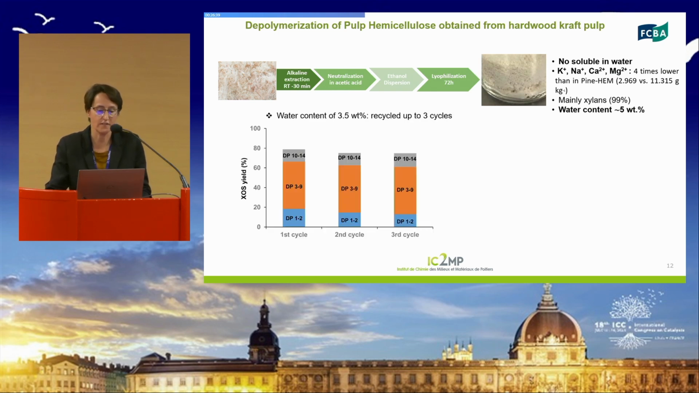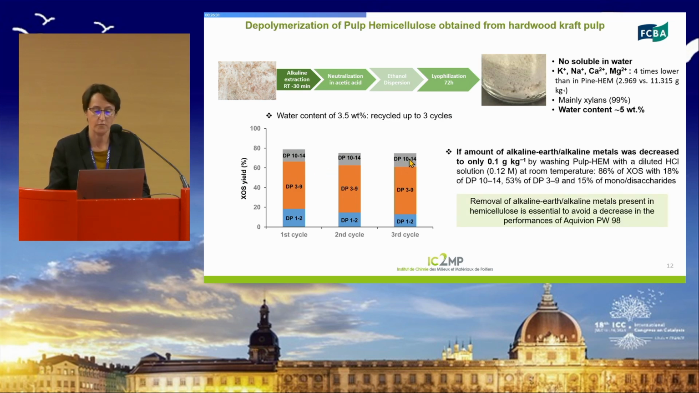So what we have done, we have decreased the water content, and we have tried the recycling of the Aquivion in that case. And you can see that the Aquivion is quite stable, up to 3 cycles. And if we wash the Aquivion with a diluted hydrochloric acid solution at room temperature, we managed to increase the yield of xylo-oligosaccharides up to 86%. So we need to remove these alkaline earths or alkaline metals present in hemicellulose if we want to recycle this Aquivion.